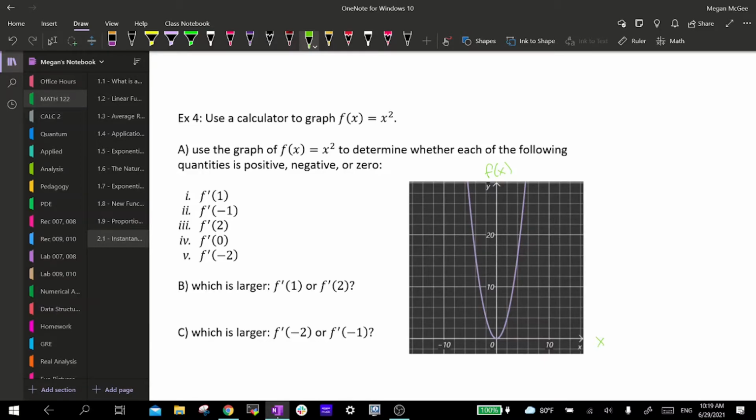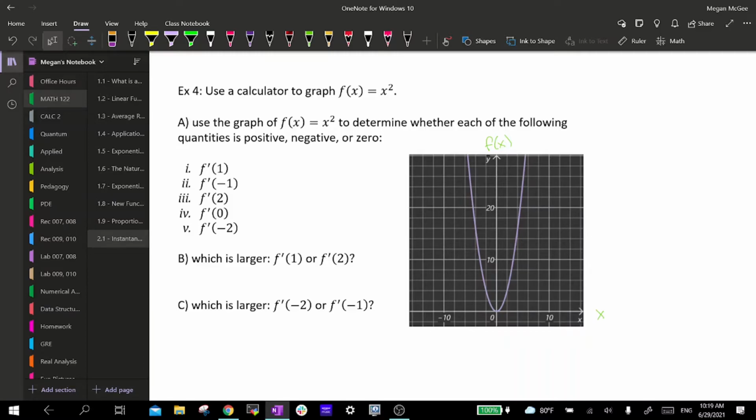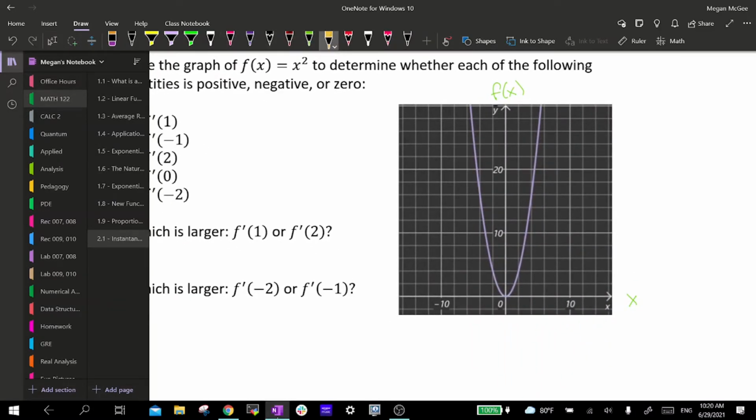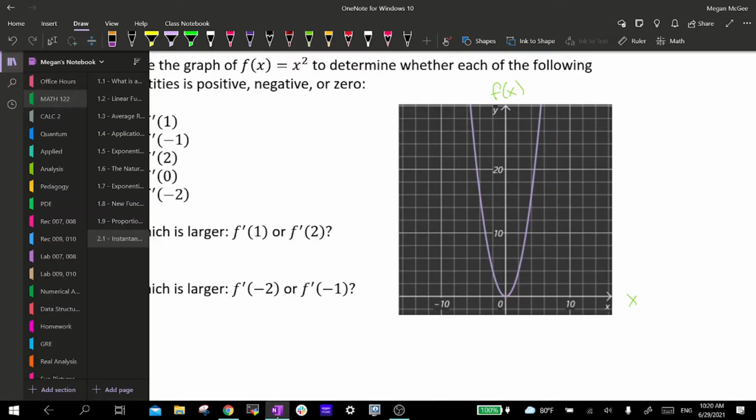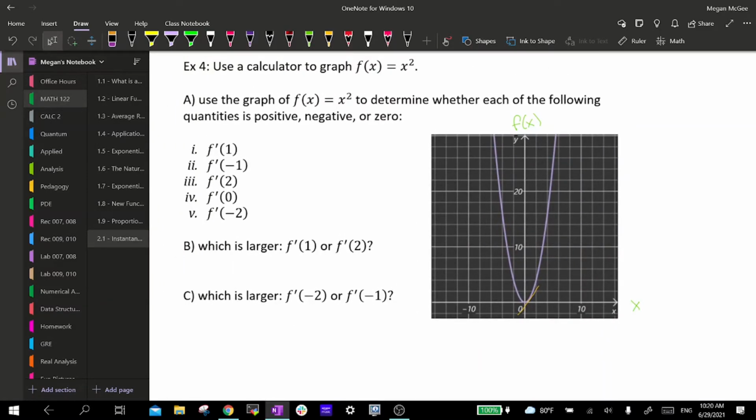All right, so we're supposed to use this graph to determine each of the following quantities, whether they're positive, negative, or 0. All right, so the first one is f prime of 1. So f prime of 1 looks like it occurs somewhere over here, right? Okay, and we're going to need a line for that, because this is the slope of the line at that point. The instantaneous rate of change, the slope at that point. So based on what we know about slopes, is this positive, negative, or 0? This one is positive.